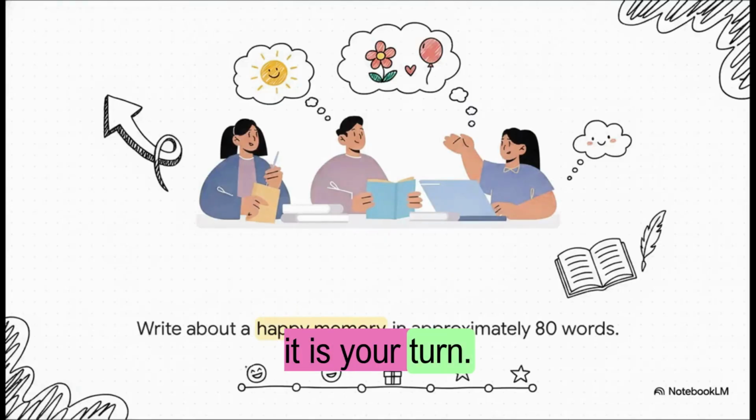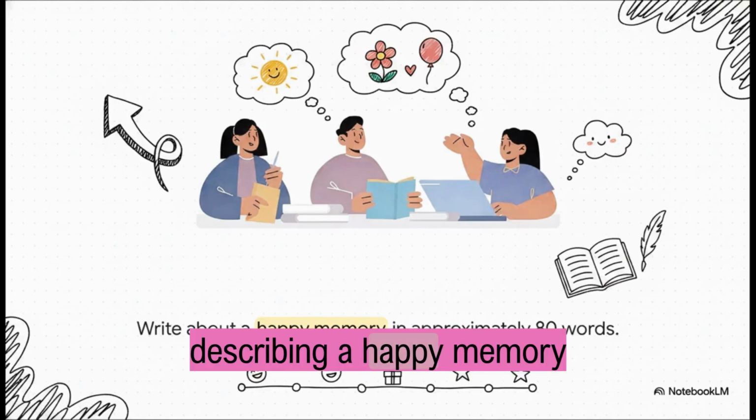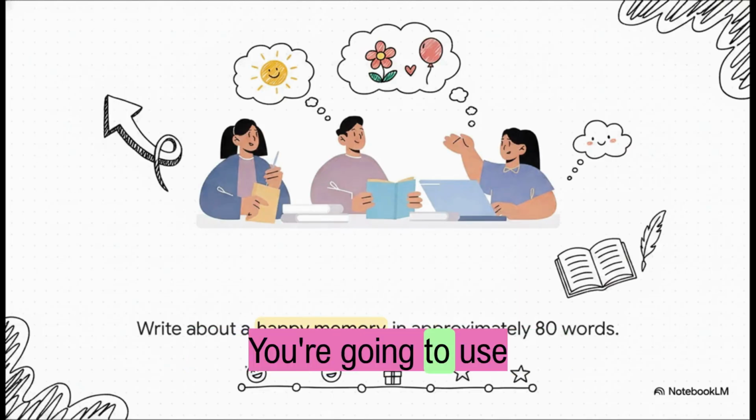All right, it is your turn. Here is your direct call to action. I want you to grab Worksheet 5, Part 2. Your mission is to write a text of approximately 80 words describing a happy memory from your own life. You're going to use the exact grammar and time expressions we just covered.